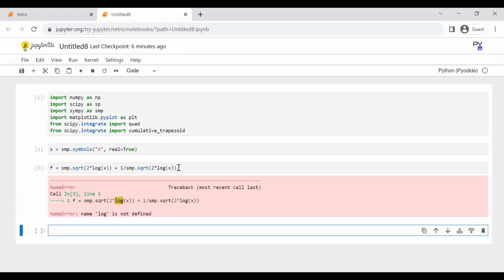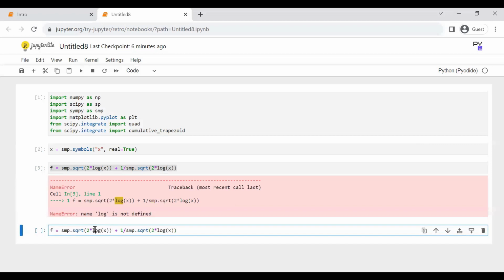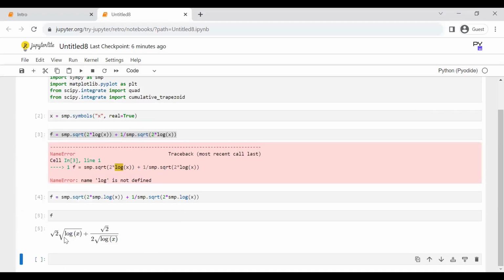There is a problem. So that problem is the log function is not defined. You have to use the smp library here to make sure that those are properly defined. And therefore it goes, yep. And so let's see what our function is. And as shown here, it is square root of 2 times square root of log x. And then here it's done some manipulation. We had a square root of 2 here that has been multiplied by square root of 2 on both the numerator and denominator. So the numerator has become 2 and the denominator has remained square root of 2.